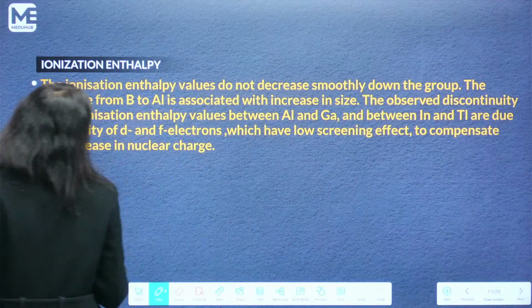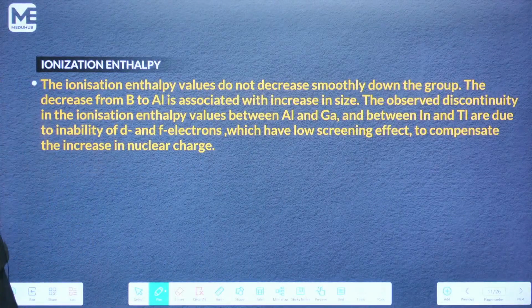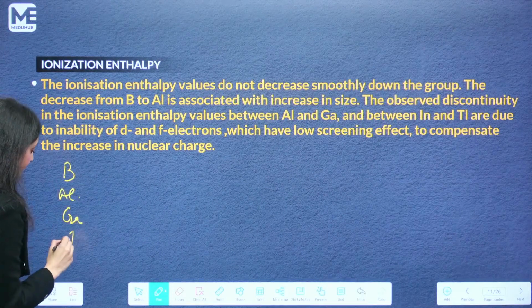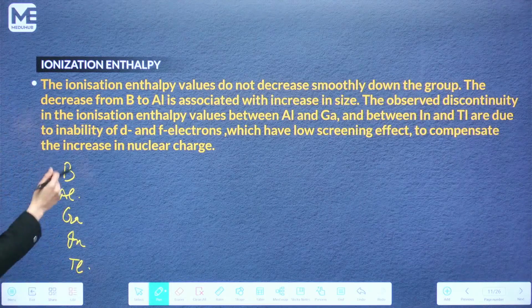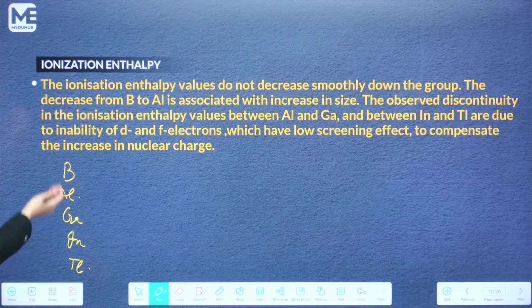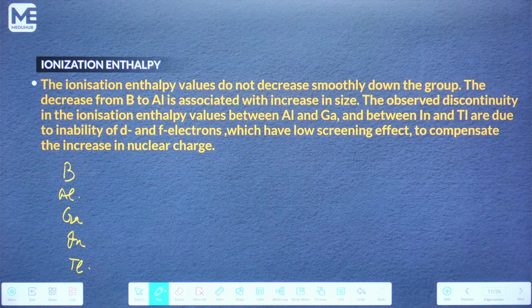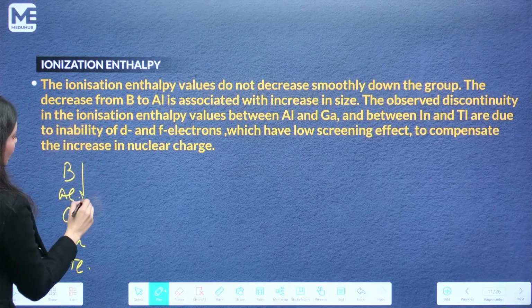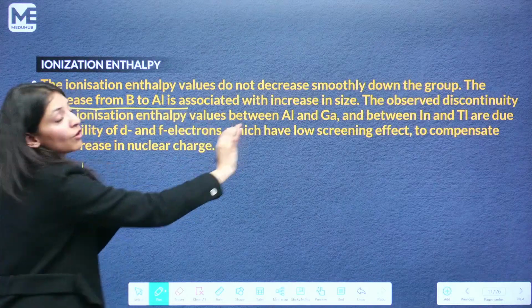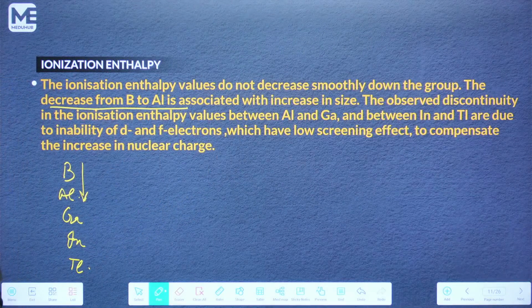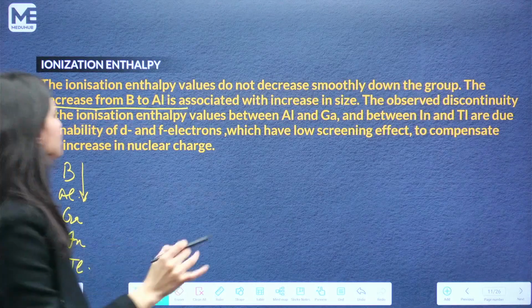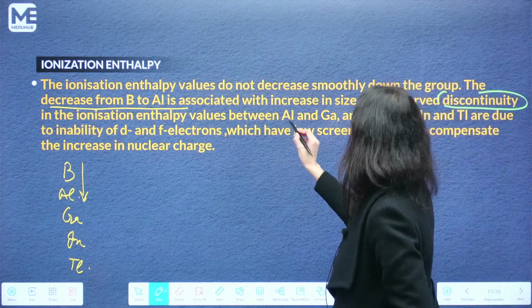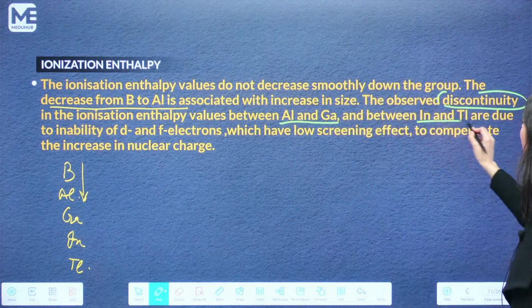Now ionization energy. Now ideally ionization energy again should decrease when you move down the group. Boron, aluminium, gallium, indium and thallium. So ideally size is increasing down the group. So if the size is increasing, it should become easier to take out one electron, but it does not happen. So from boron to aluminium a decrease takes place. That is normal. As the size is increasing, a decrease in ionization energy takes place. But there is a discontinuity between aluminium and gallium and between indium and thallium.